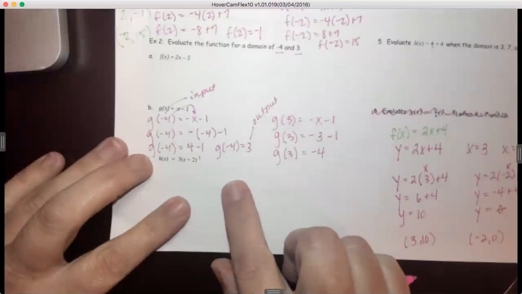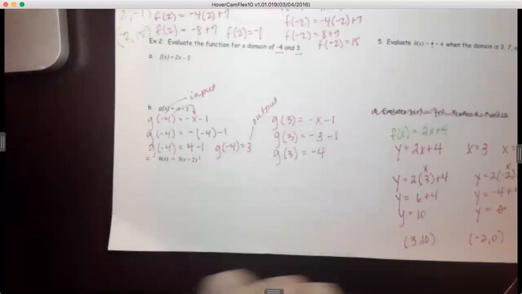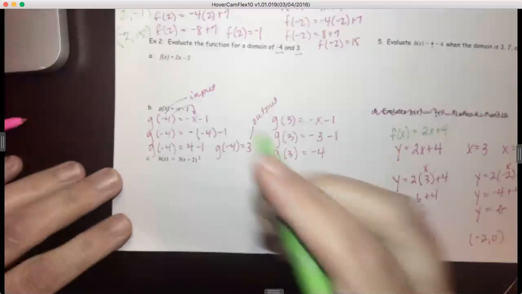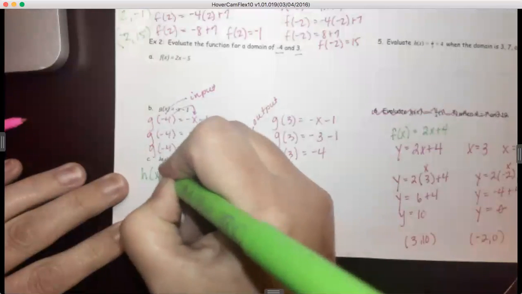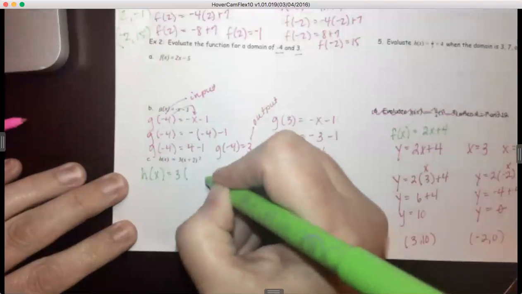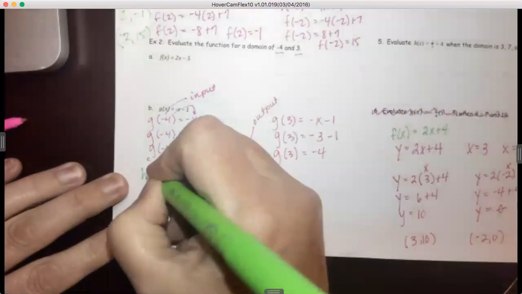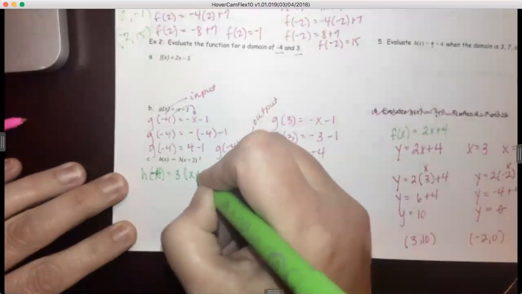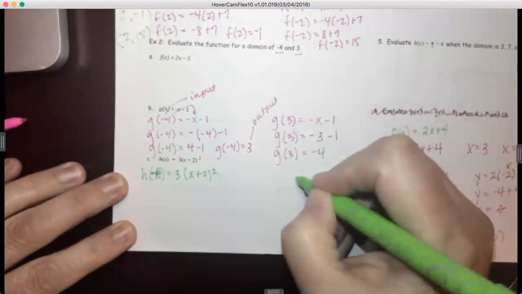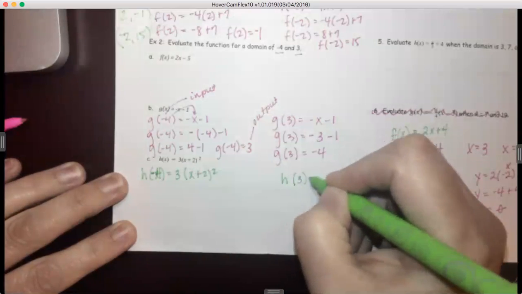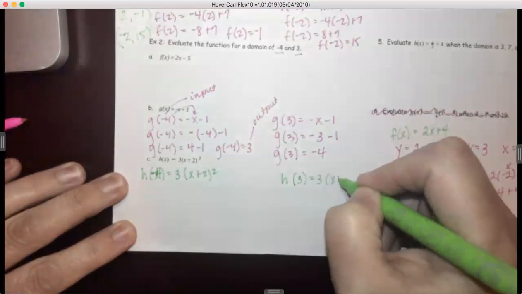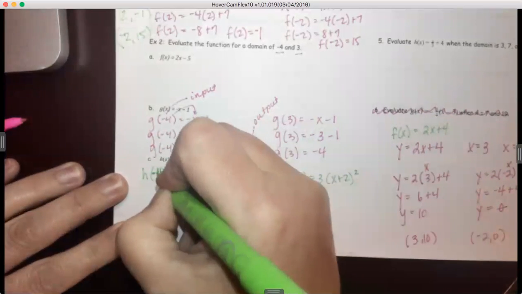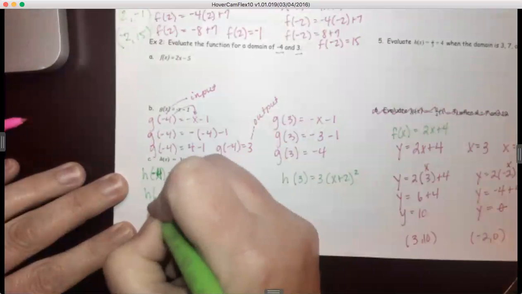Okay, I want to do C with you because it is squared and it's important that we do PEMDAS in a way that makes sense. So we have h of -4, sorry, h of x equals 3x plus 2 squared. And over here we have h of 3 equals 3x plus 2 squared. All right, so this is 4. So we're going to plug in a -4 here.